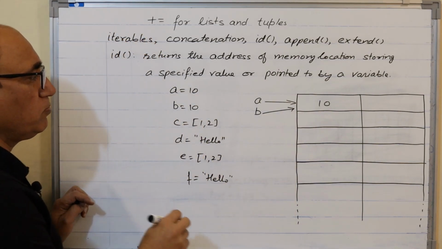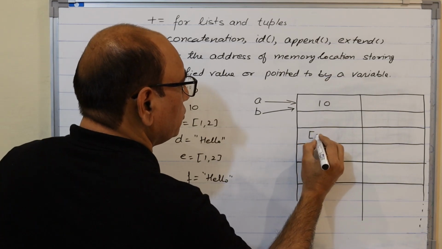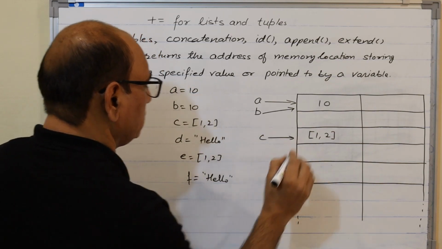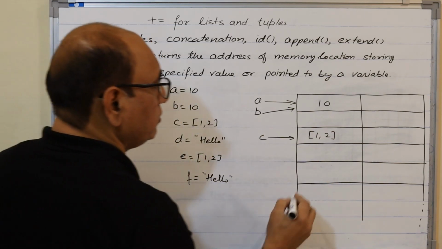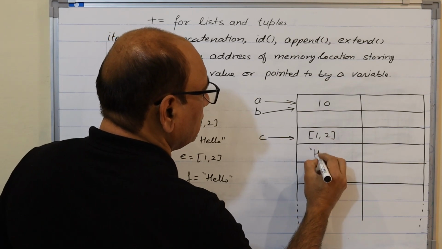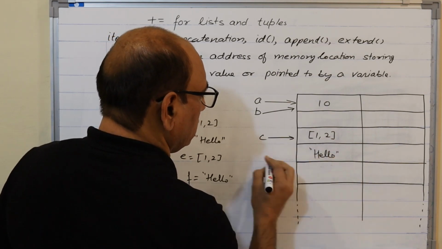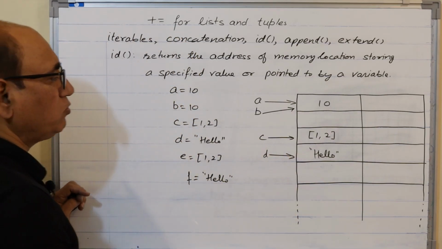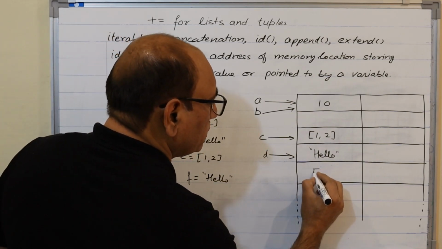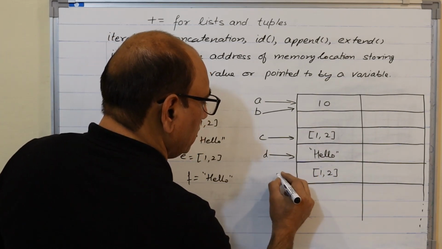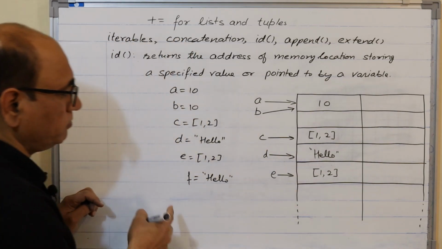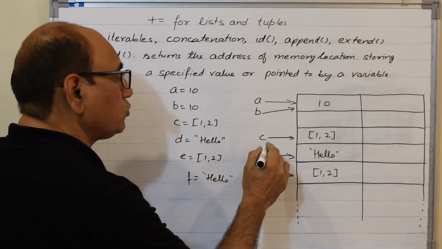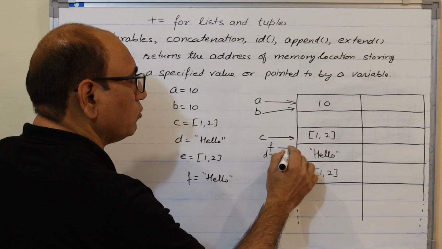C equal to 1, 2. Suppose this list 1, 2 is stored in this memory location and C will point to this memory location. D equal to hello, another memory location. D is pointing to this memory location. E equal to 1, 2. So 1, 2 will be stored in another memory location and E will point to that memory location. F equal to hello. Because hello is already stored in some memory location, so F will also point to that memory location which stores hello.